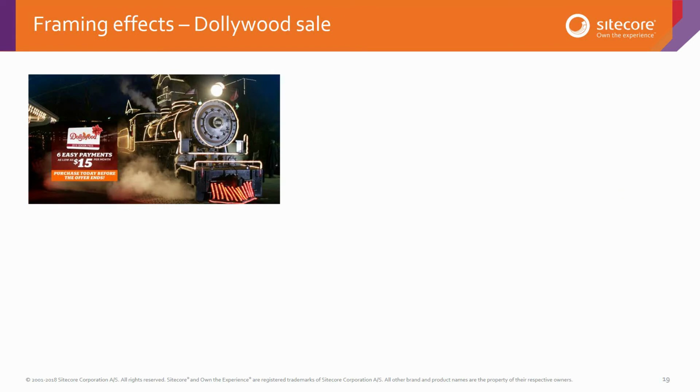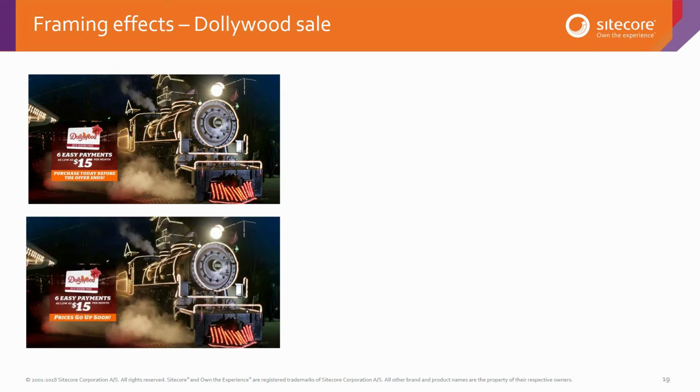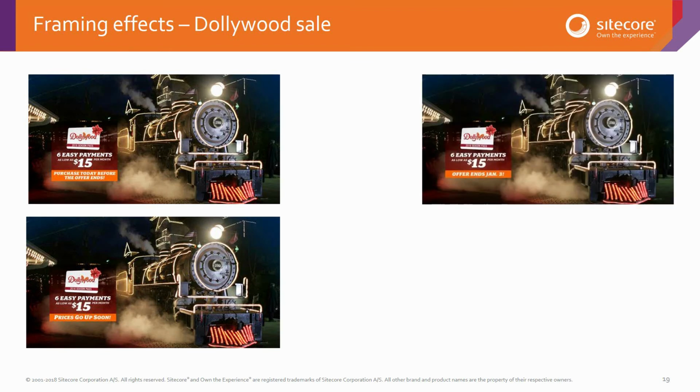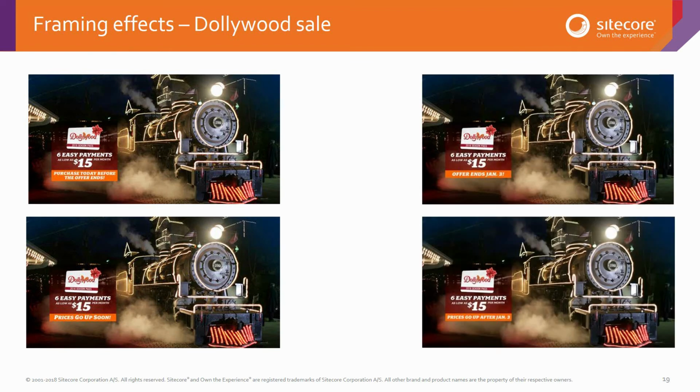Dollywood is a theme park in Tennessee, and here they're promoting their season pass offer in orange. I know it's small and tough to see there, but the offer for the season pass says purchase today before the offer ends, but they also created 4 other variants. So they created prices go up soon, offer ends January 3rd, and prices go up after January 3rd.